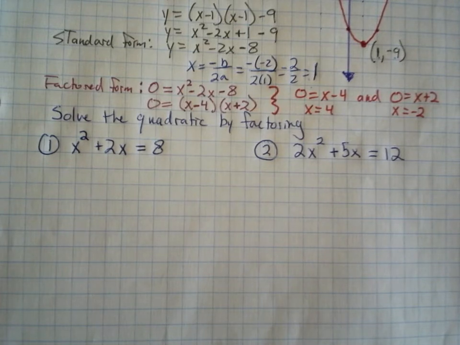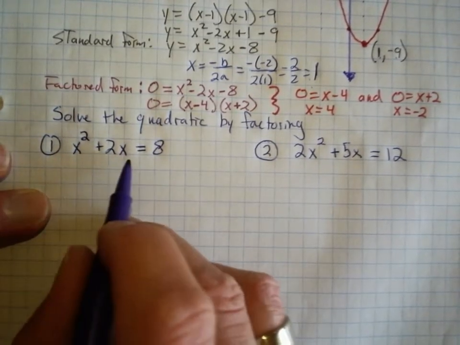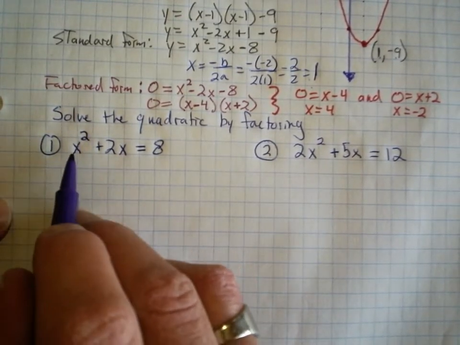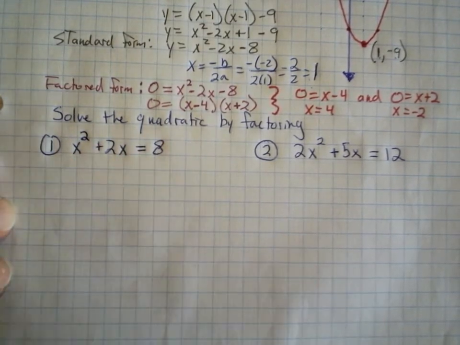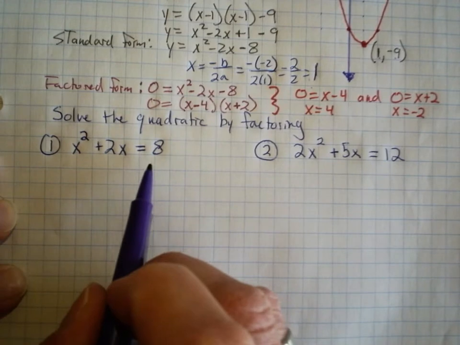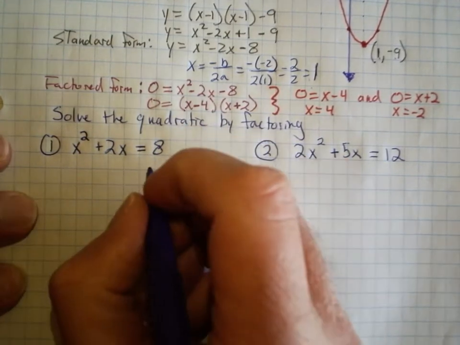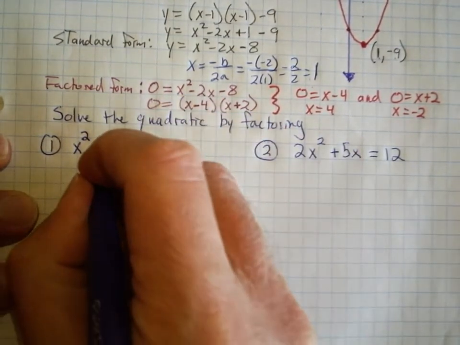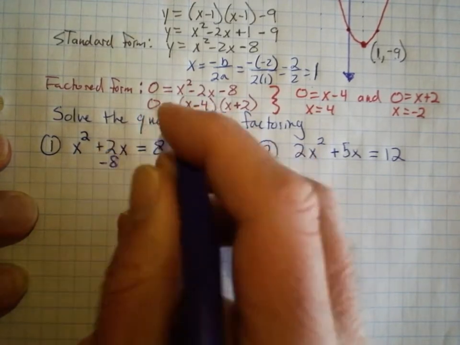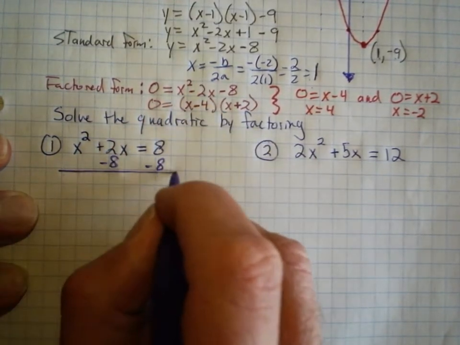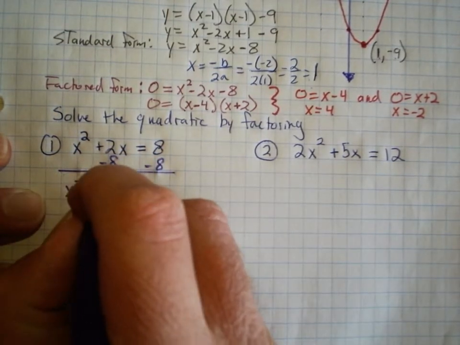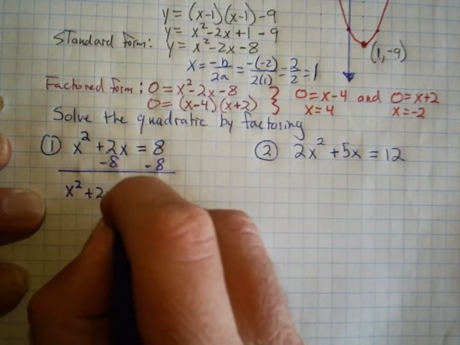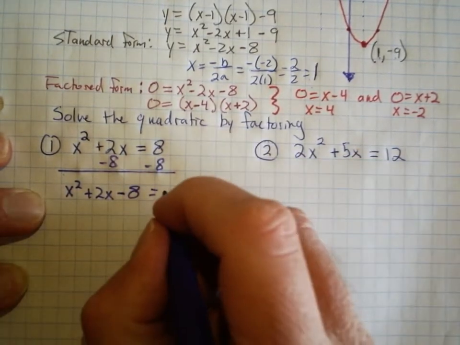All right, welcome back. So this first example is x squared plus 2x equals 8. Now, remember, you have to set these equal to 0, which means we have to subtract 8 on both sides before we do anything at all. All right, so we're solving the quadratic by factoring. And that solution is going to tell us what the x-intercepts are.